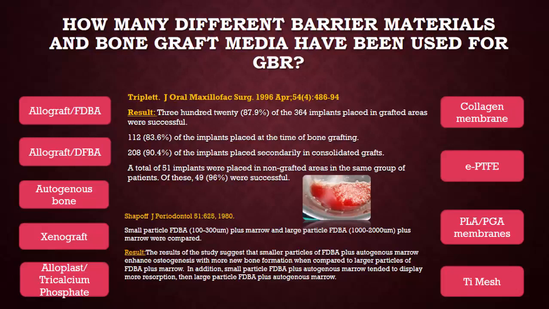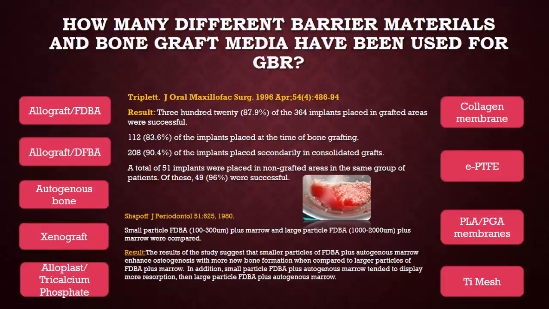According to the study that we see here, the triplet, the result showed that 87.9% of the implants placed in grafted areas were successful. So they placed 364 implants and they got an 87.9% success rate. However, from the 364 implants, they have three categories.